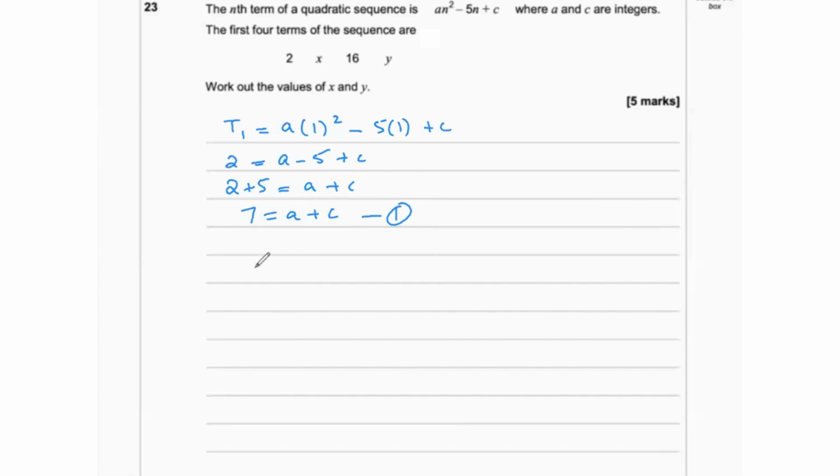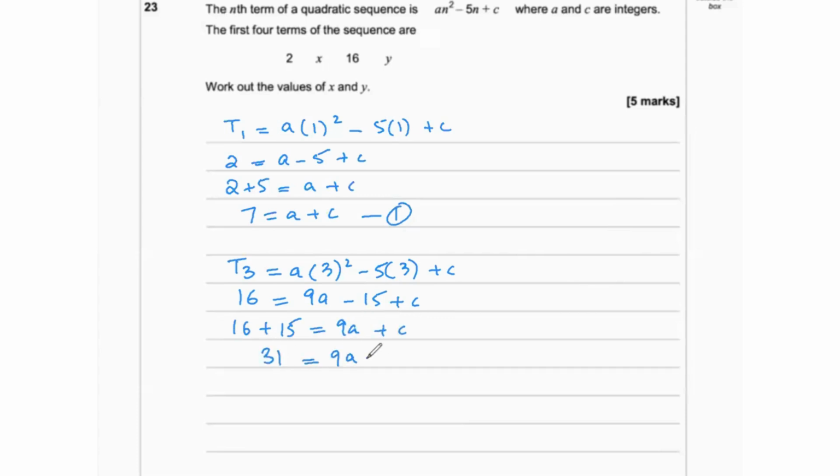So let's use 16 now. So the third term, so 16 equals 3 squared a minus 5 times 3 plus c. So that's 16 equals 9a minus 15 plus c, which is going to be 16 plus 15 equals 9a plus c. That's 31 equals 9a plus c. That is your second equation. Now we solve them simultaneously.